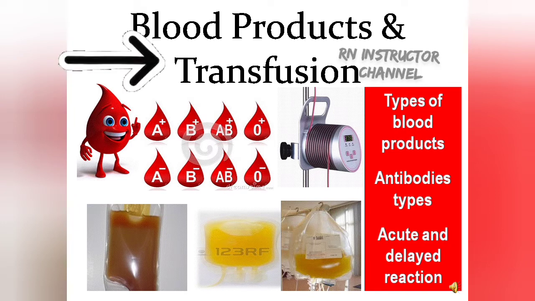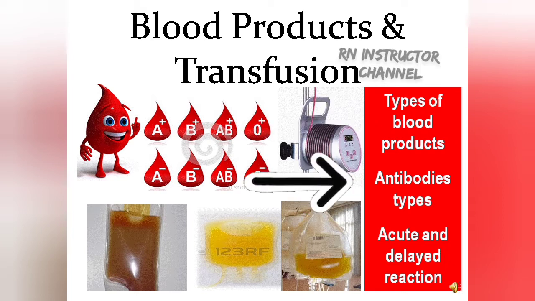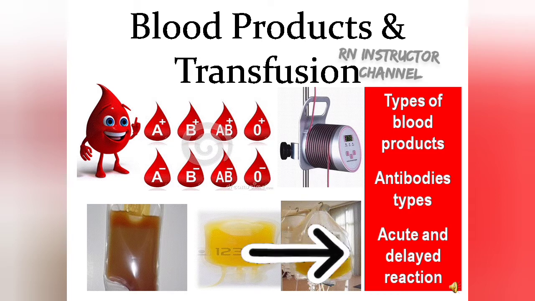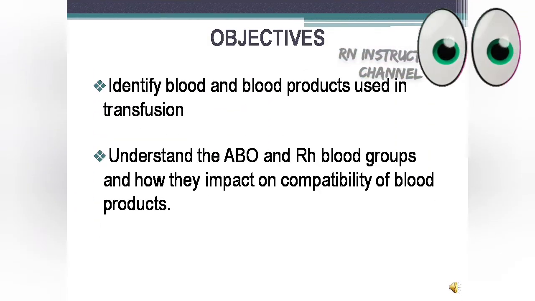Today we are going to look at blood products and blood transfusion, different types of blood products, and what are the antibodies present in our body and reactions that are acute or delayed. So let's begin. The main objectives for today's presentation are to identify the blood and blood products used during the time of transfusion and understand the ABO and Rh blood groups.